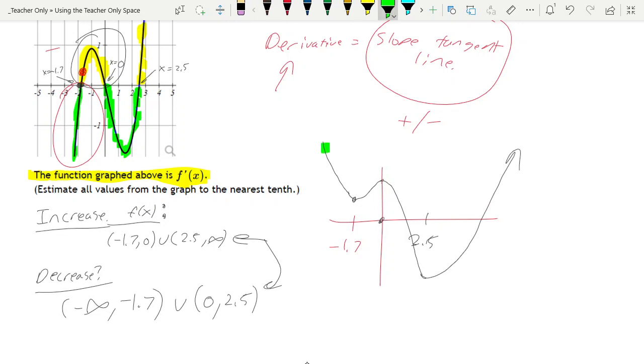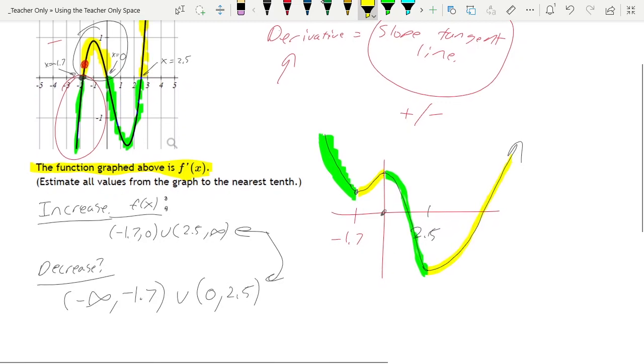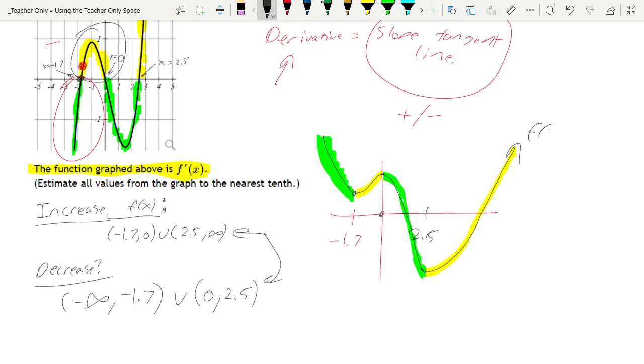So you can kind of match this up. You could see we were decreasing up until the x value of negative 1.7. Then we were increasing from negative 1.7 to 0. Then we were decreasing once again from 0 to 2.5. And then we were increasing, the graph was going up until infinity. So this would be some version of our f of x. There are infinitely many options, this is just one of them. And it matches the derivative behavior because negative slopes means my original function was decreasing, and positive slopes means my original function was increasing. All right, let me know if that helps.